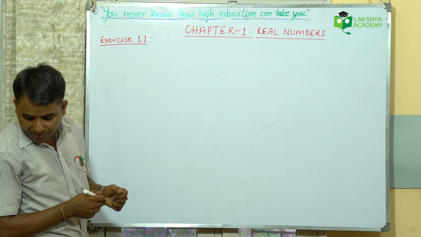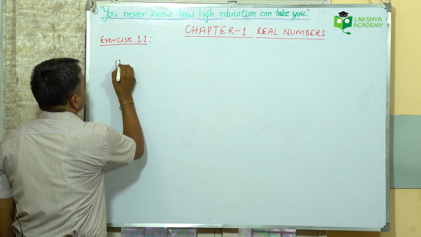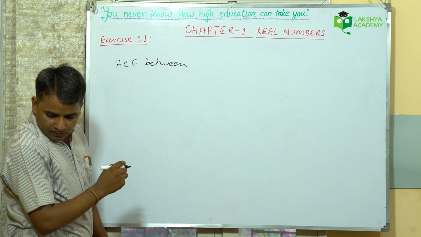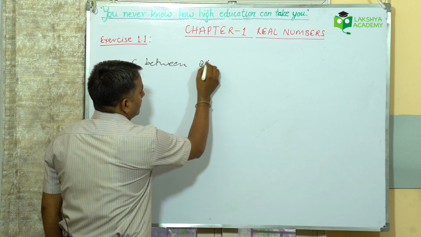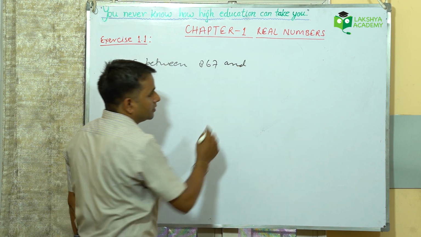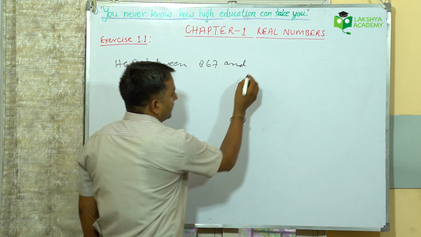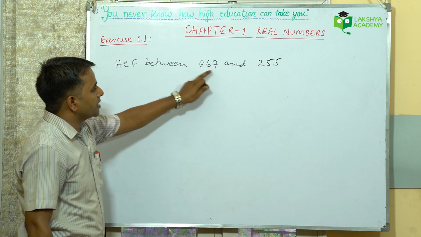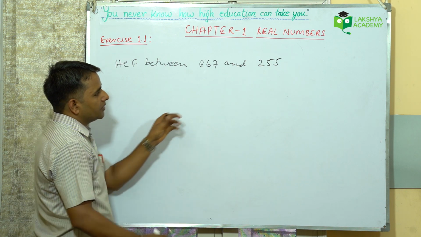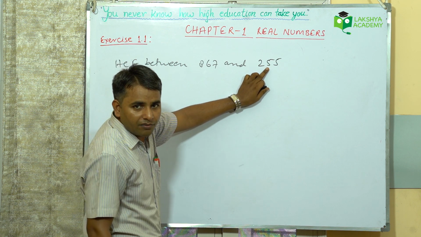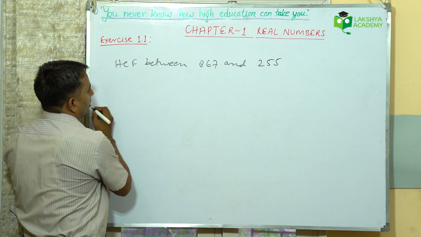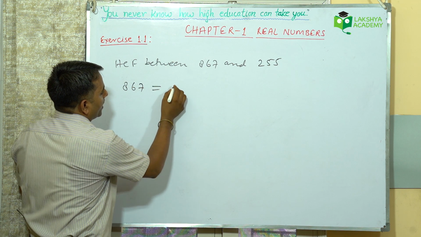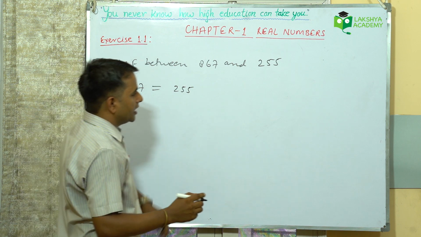To find the HCF between 867 and 255. Here again see, 867 is greater than 255, therefore 255 will be the divisor. Following Euclid's division, 867 equals 255. Now we can divide it separately.